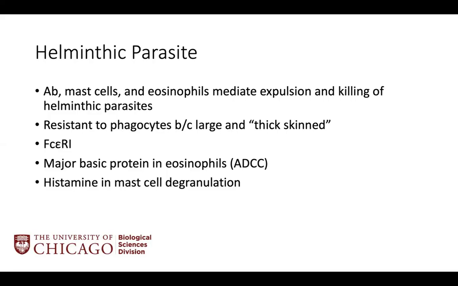And this signals through FC epsilon R1, that high affinity IgE receptor. IgE will bind to something, a helminthic parasite. It will bind to that FC epsilon R1, and then in a mast cell, for example, it will release histamine, and histamine can very effectively chew through that thick skin of the helminthic parasite and kill it off. So it's just a slightly different microbe, and it needs a slightly different method in order to destroy it.